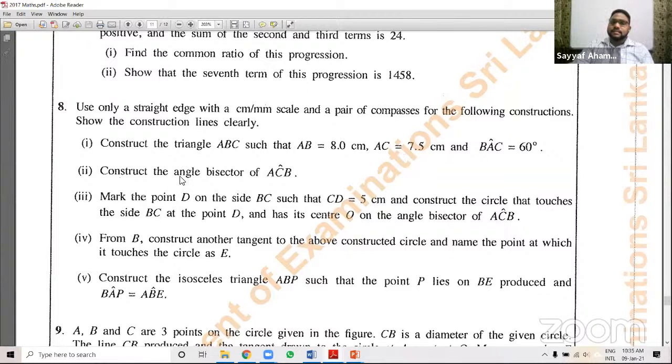And then they say construct the angle bisector of ACB. This is similar to your 2019 question that we discussed earlier, right? Already there is a question on angle bisector in 2019 as well, so there can be a similar question on angle bisector but in a different way. Other than testing angle bisector, perpendicular bisector, circles and the triangle construction, there's nothing else in the construction. So what is important is your accuracy, right?